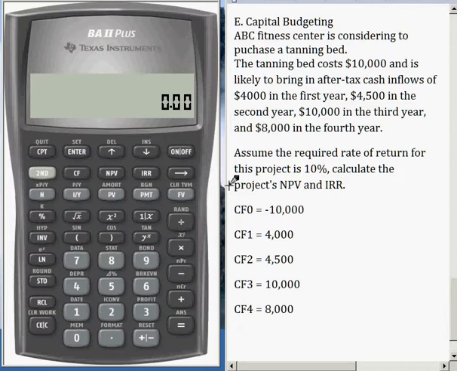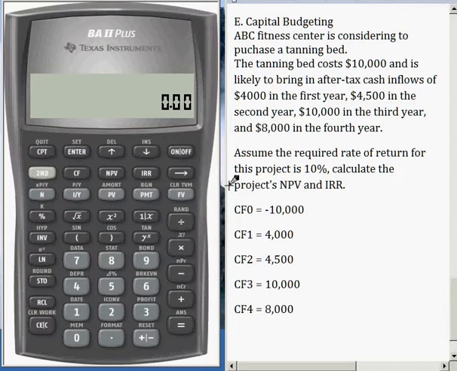So the tanning bed costs $10,000 and is likely to bring in after-tax cash inflows of $4,000 in the first year, $4,500 in the second year, and $10,000 in the third year, and $8,000 in the fourth year. So here we assume the required rate of return for this project is 10%. So calculate the project NPV and IRR values.